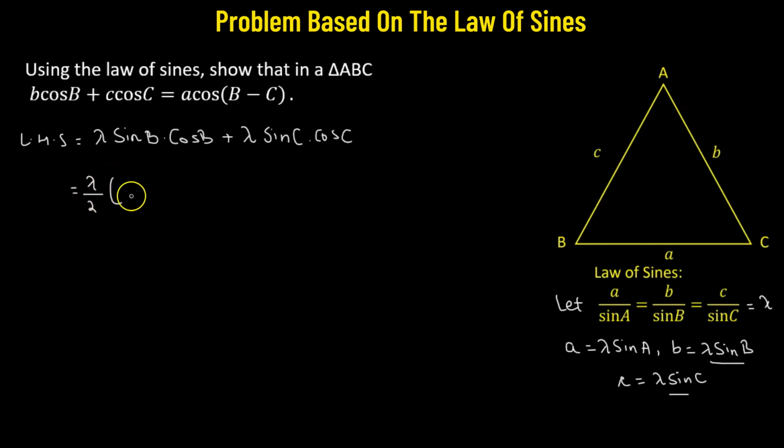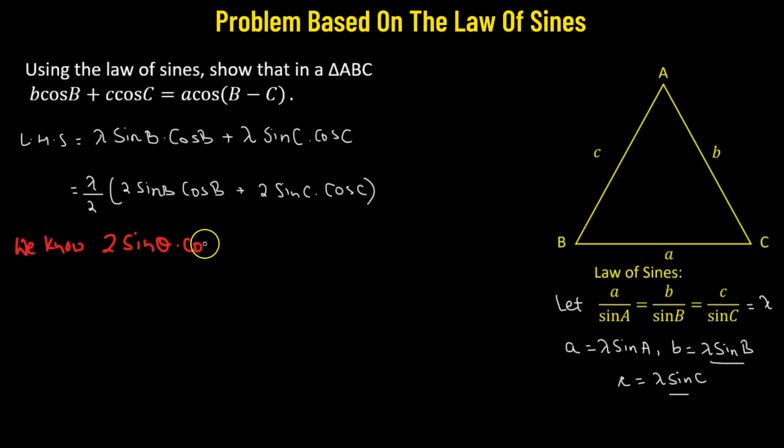We have lambda over 2 multiplied by 2 times sine B times cosine B plus 2 times sine C times cosine C. The reason why we wrote it in this particular fashion is because we know for a fact, this is a standard formula, that 2 times sine theta multiplied by cosine theta equates to sine 2 theta. So we can now replace 2 times sine B cosine B, this first term, with sine 2B. The second term, 2 times sine C cosine C, will become sine 2C.